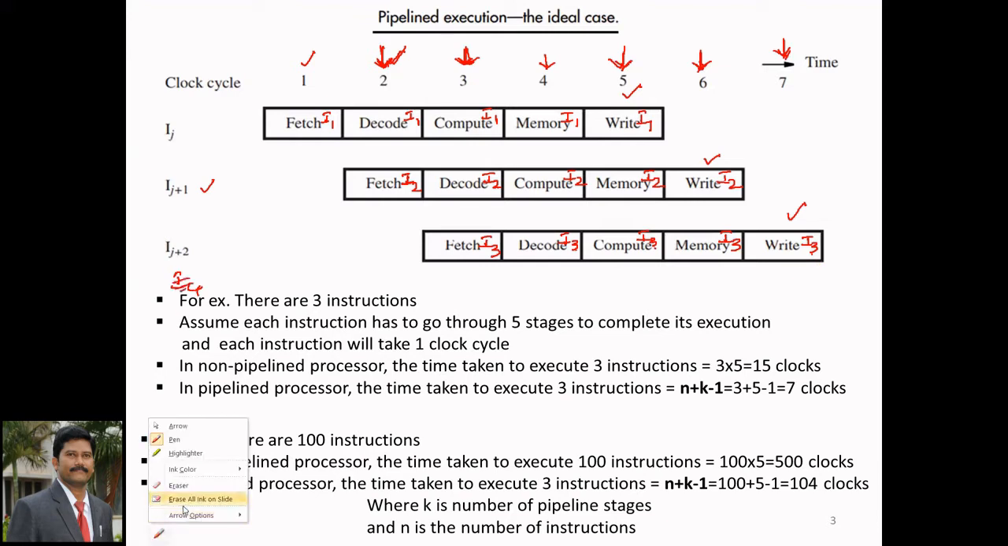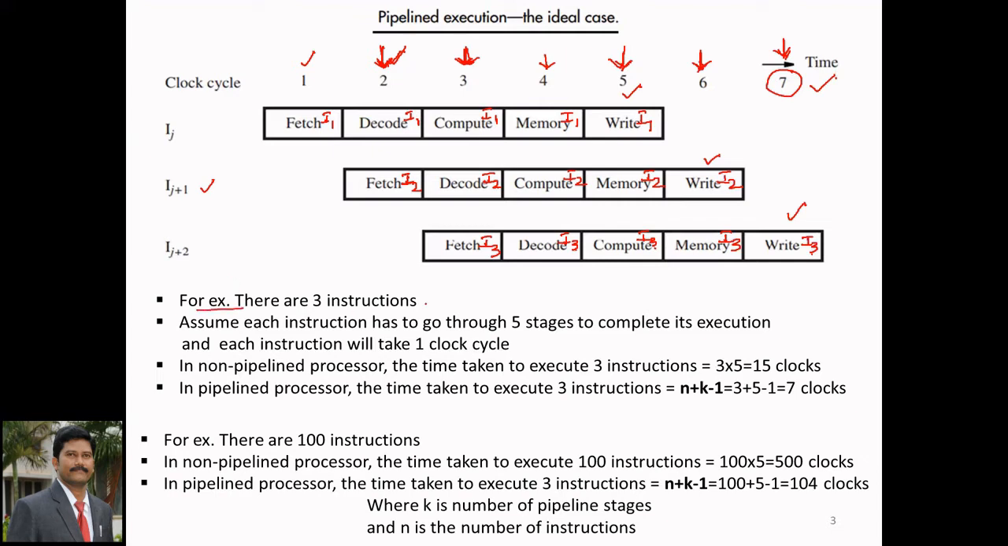Okay, so that is the difference between non-pipeline and pipeline. Previously it is non-pipeline, 5 plus 5 plus 5, a total of 15 clock cycles is taken, but here you see 7 clock cycles it is executed. Okay, so pipeline speeds up the processing.